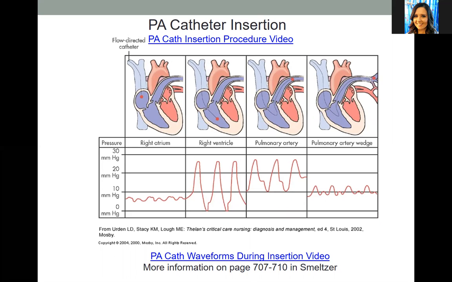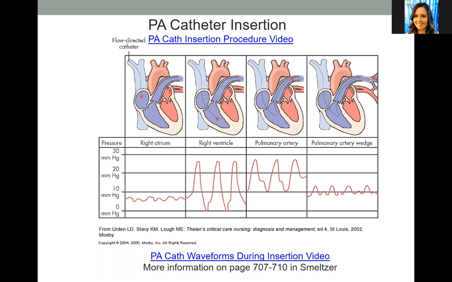and then threads it into the right atrium, where they inflate the balloon, and then the balloon tip floats through that tricuspid valve into the right ventricle, through the pulmonic valve, and into the pulmonary artery, where it sits wedged because that balloon is causing it to wedge into a small pulmonary artery where it can't go any further. Once we determine that that catheter is in the right position in the pulmonary artery, we're going to deflate the balloon, and then that's where that catheter sits.